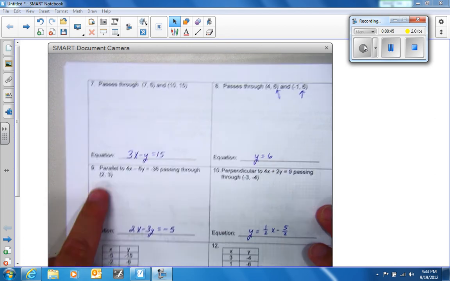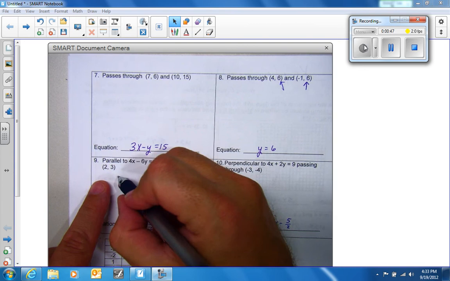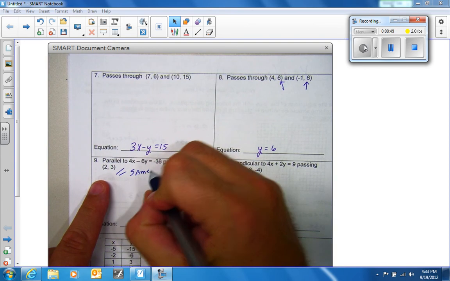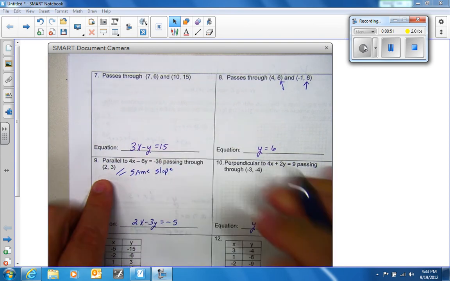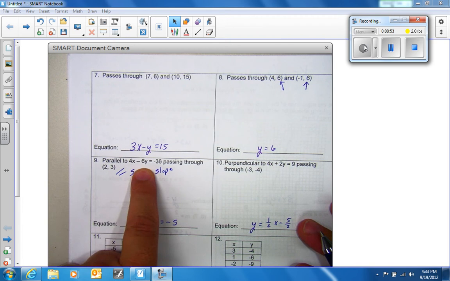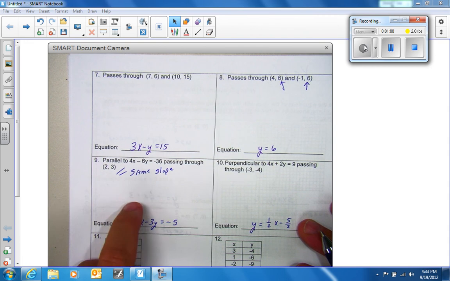Okay? Number 9, remember parallel lines have the same slope. So you're going to solve this for y, and then the slope that you find, you're going to use with this point and put in point-slope form, and then slope-intercept, and then standard form.